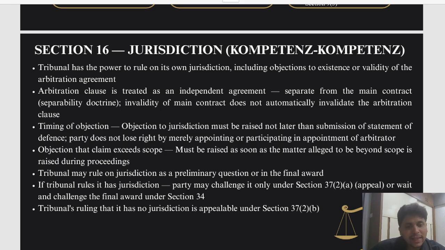A tribunal's ruling that it has no jurisdiction is appealable under section 37(2)(b) of the Arbitration Act. Again, a very important provision. Appellate jurisdiction is given to the respective court, which will definitely have the right and power to entertain the respective subject matter of the case.